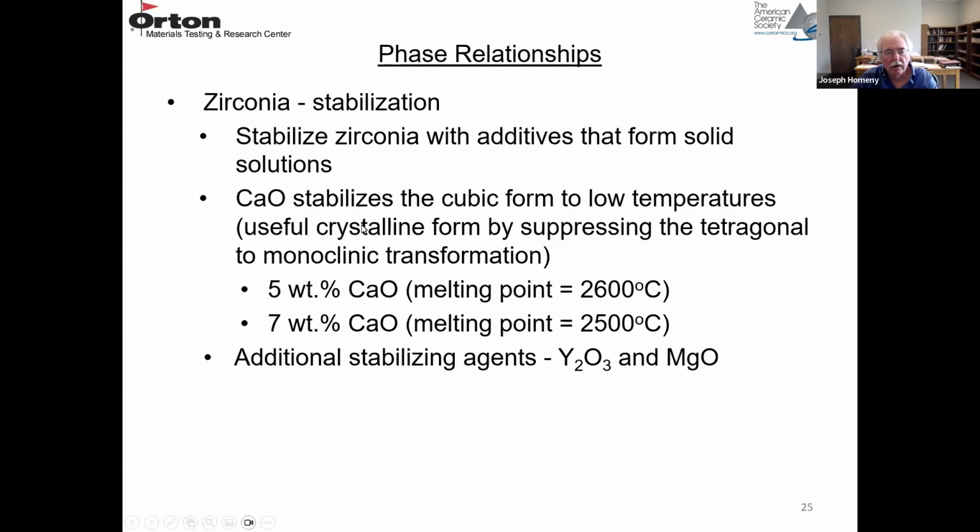So there's various things you can do with zirconia. You have to stabilize it. So you have to stabilize zirconia with other chemicals, other additives that form solid solutions. So one possibility is adding lime. So CaO stabilizes the cubic form all the way down to low temperatures. Remember, the cubic form was the highest temperature form.